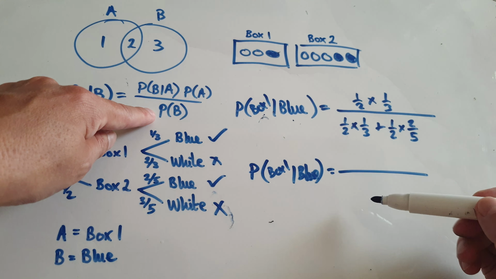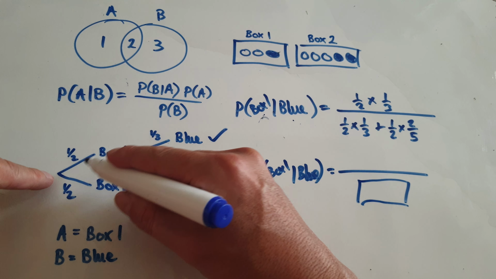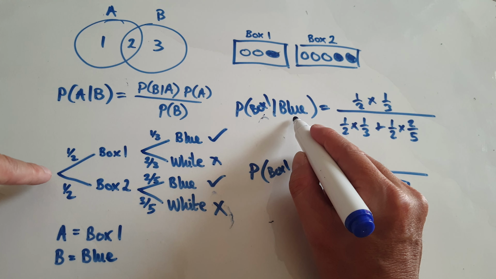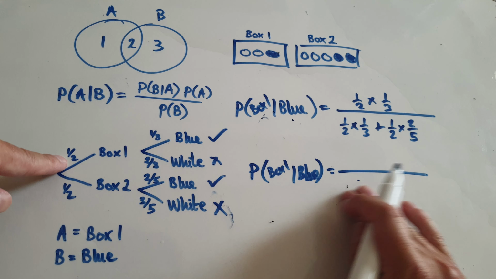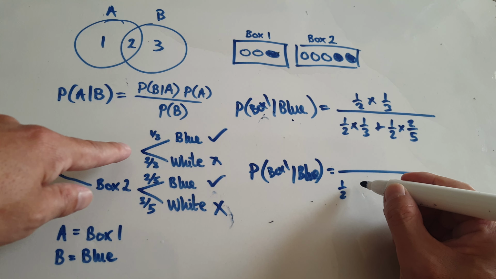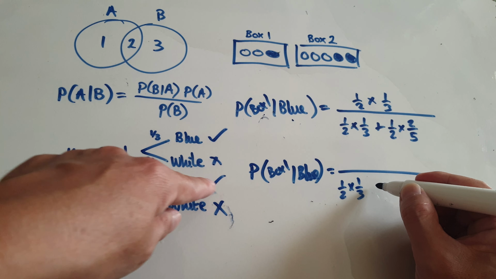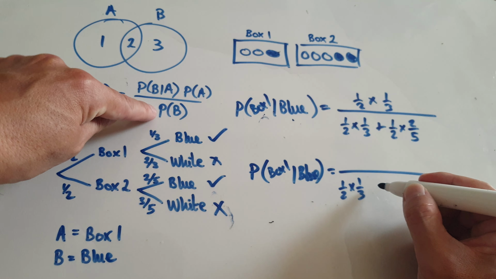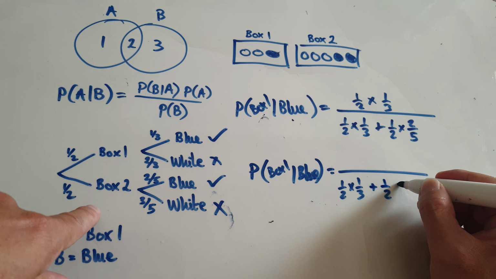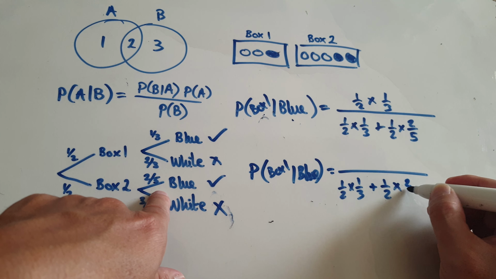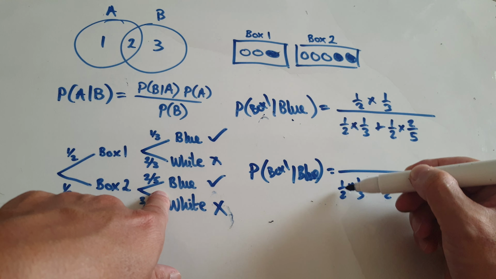So for this bit at the bottom, it would be probability of B, meaning probability of blue. Getting blue would be a half times a third. Or you can go down this branch of getting a blue, because we're working out probability of blue. So that would be plus a half times 2/5. Basically, that's the same as this up here. These two are exactly the same.